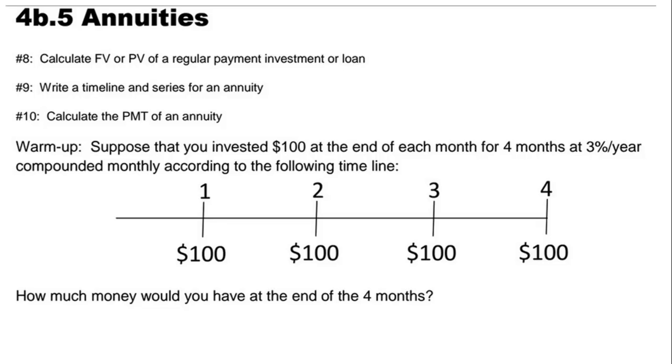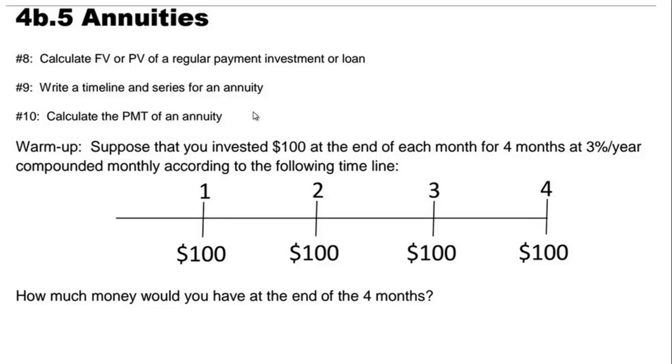The learning targets that we're going to do today, we're actually going to do 3 of them. Calculate the future value or present value of a regular payment or investment or loan. So the key is the regular payment. Write a timeline series for an annuity and calculate the payment. We're going to see that as R, but PMT will be the other way we see it. But either way, it's the payment.